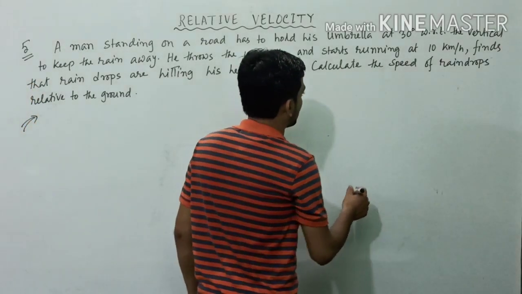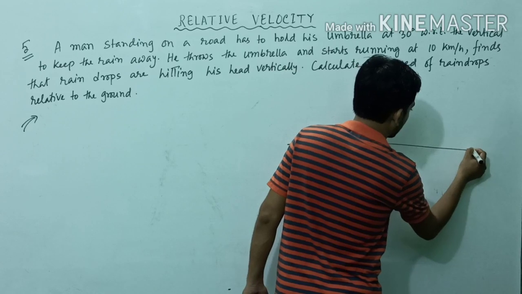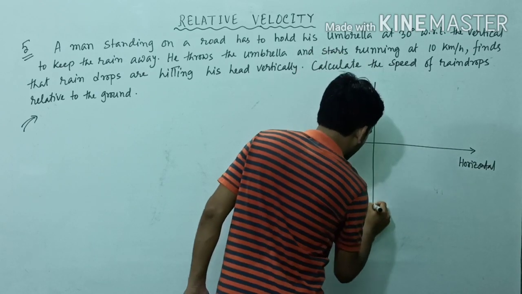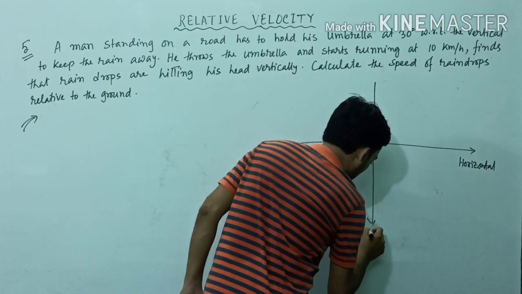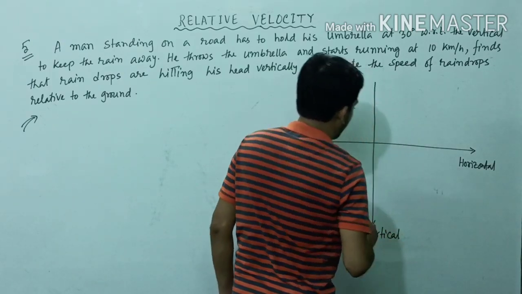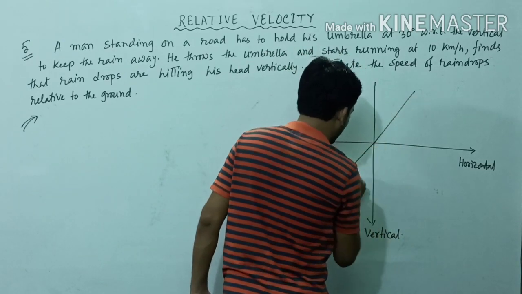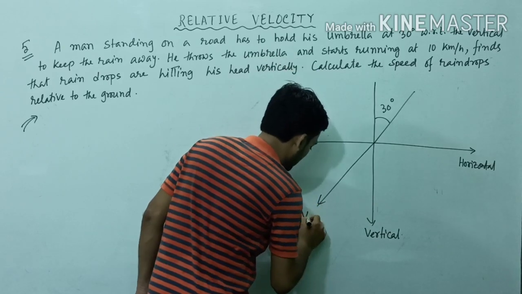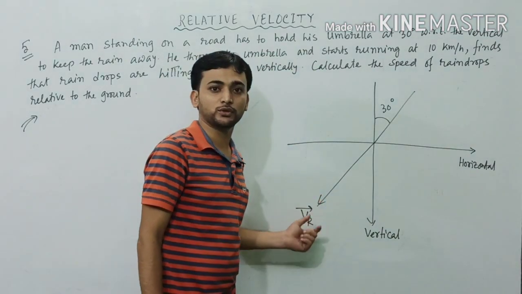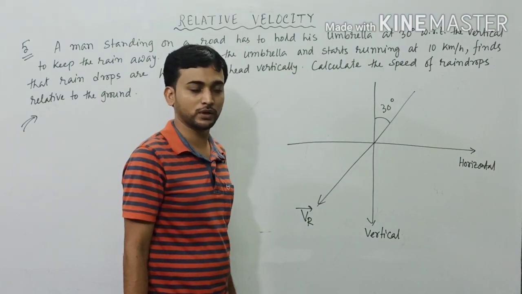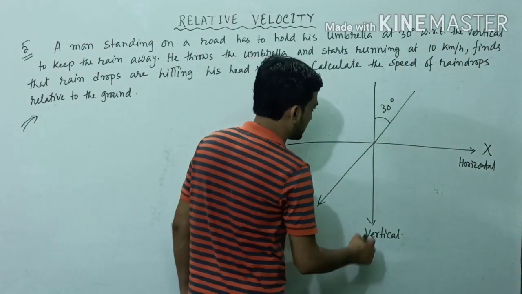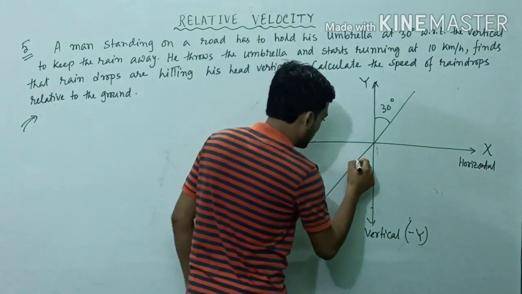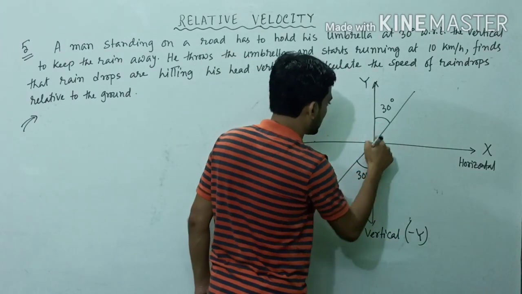Okay, so let's draw the diagram. Suppose this is the horizontal direction, and this one is representing the vertical direction. Initially the rain is falling at an angle of 30 degree with respect to the vertical. Let VR be the actual velocity of rain with respect to the ground. Now we choose x-axis along the horizontal direction and y-axis along the vertical direction. So this one will be negative y-axis, this one will be negative x-axis. Now this angle will be 30 degree because these two are vertically opposite angles.